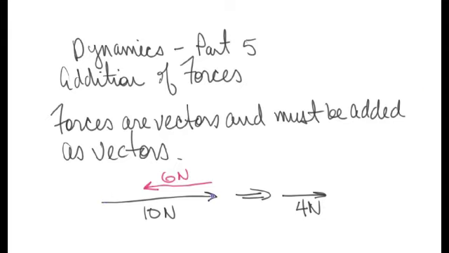Here you have an example, a 10 Newton force moving to the right and a 6 Newton force acting to the left. This may be you pushing something to the right, and this is the force of friction opposing your motion. I'm going to take the convention that to the right is positive. So when you add these together, we have 6 newtons to the left, 10 to the right, gives us a net 4 to the right.